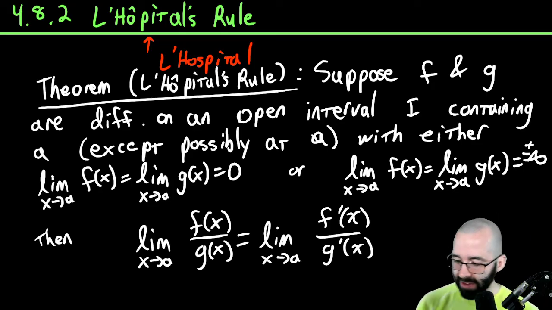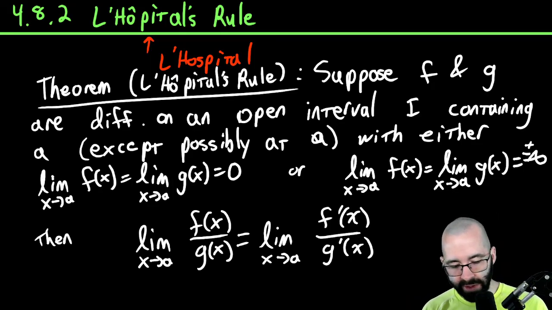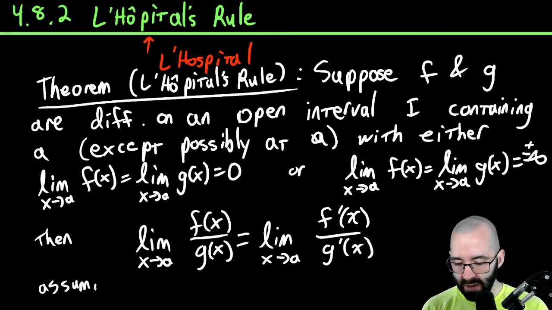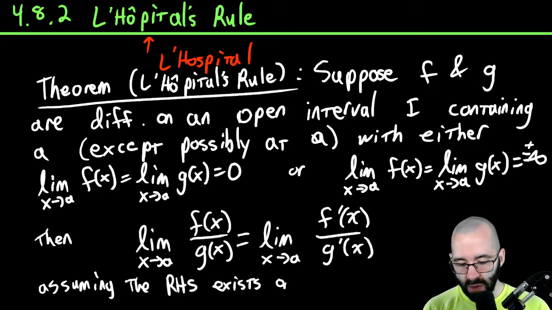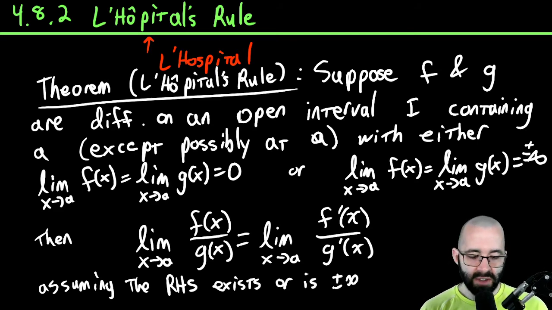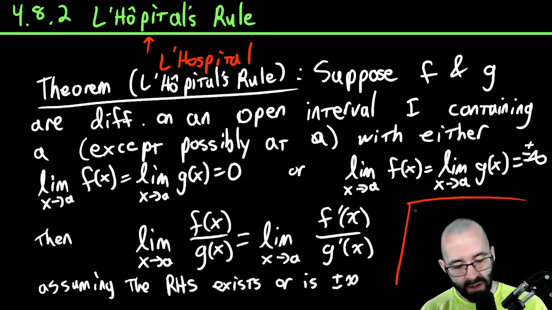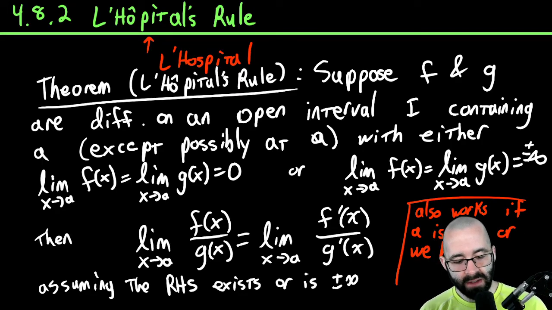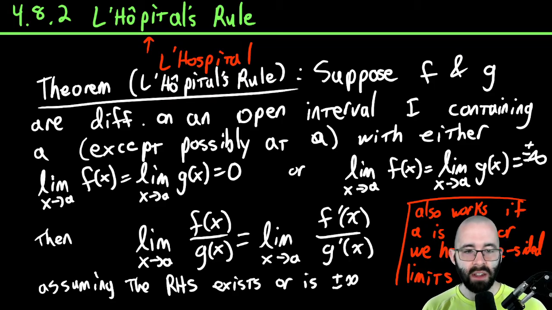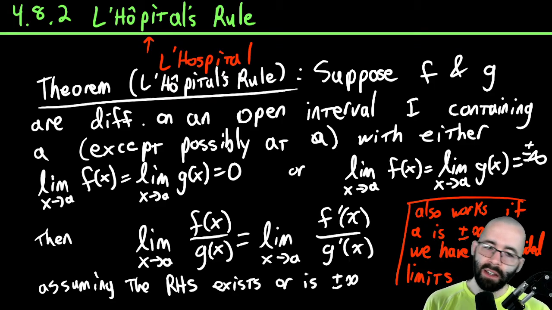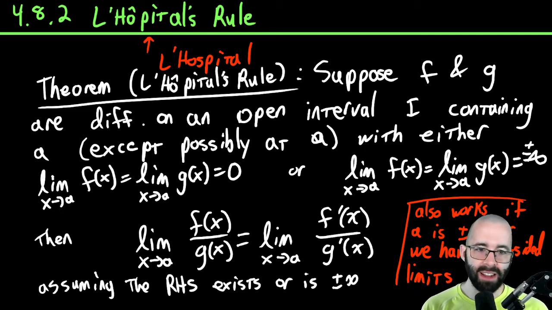Okay. So there's a small bit of fine print, if you will: assuming the right-hand side exists or is positive or negative infinity. And this works if a is plus or minus infinity as well, or if we have one-sided limits. Oh no, I'm writing behind my head again. So that's the theorem.